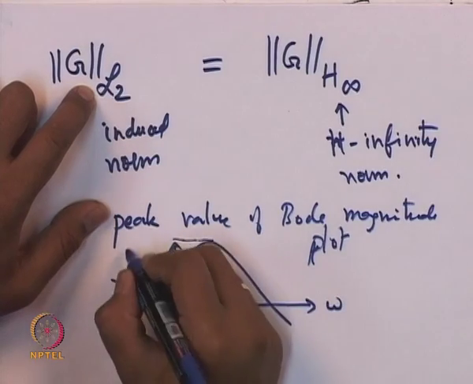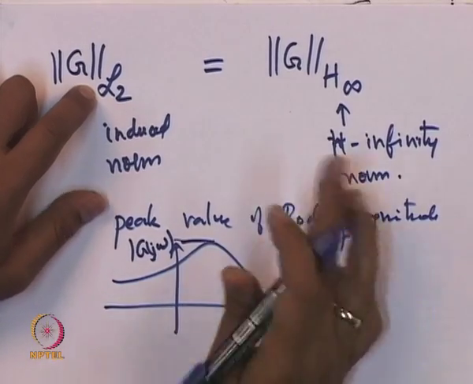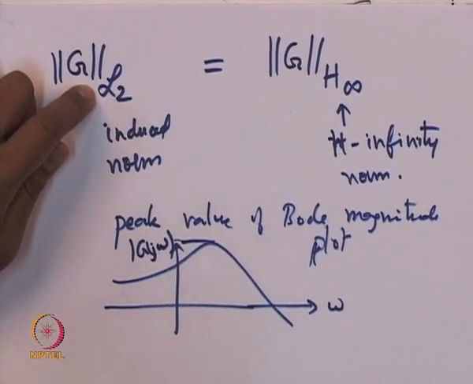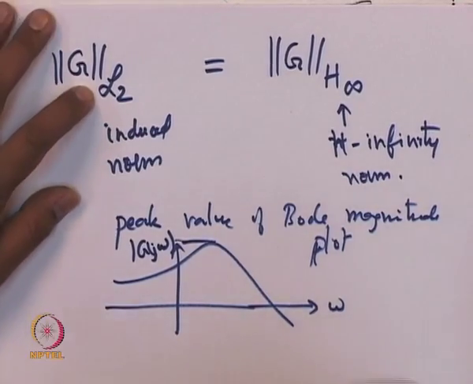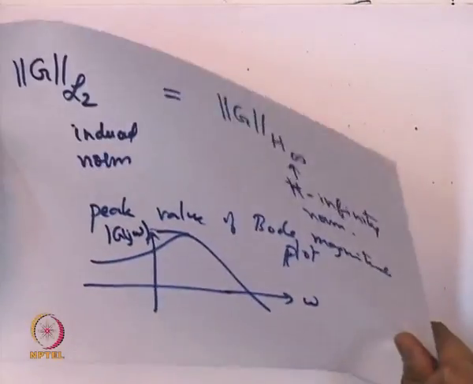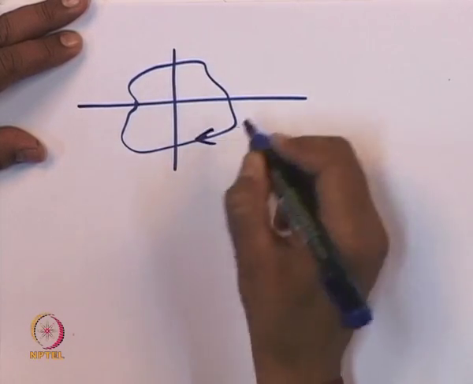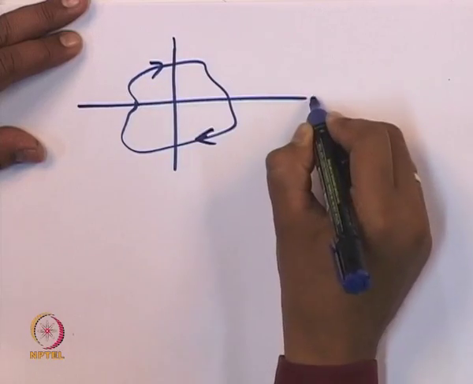The peak value is equal to the H infinity norm precisely when G is stable, when G has all its poles in the left half complex plane, and also when G is proper. So, what is this peak value? It has another significance. For the case that G is stable, one can also look at its Nyquist plot. So, let us suppose this is the Nyquist plot. Of course, it is symmetric about the real axis with some orientation, let us say.